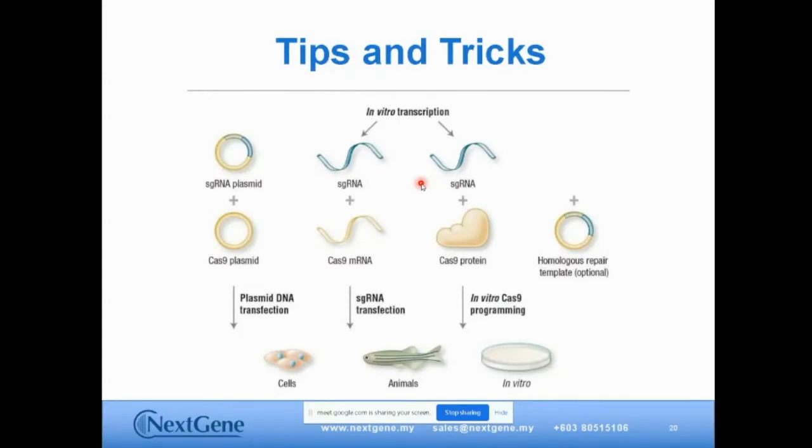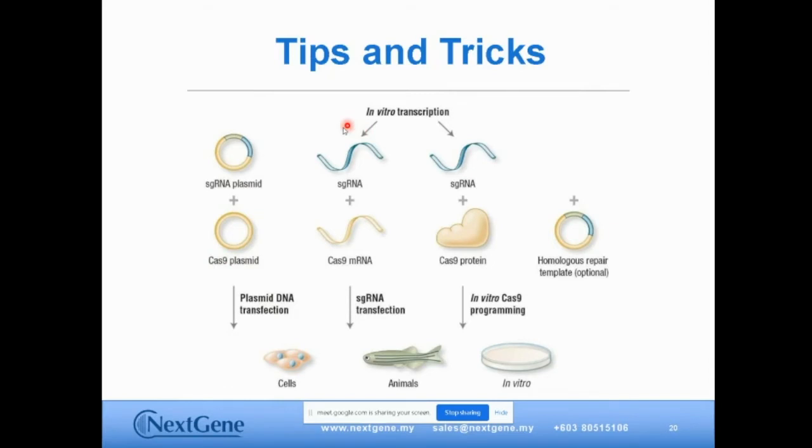Before I continue with the tips and tricks, as mentioned earlier, there are 3 possible delivery methods for a CRISPR experiment. The first one will be delivery of the DNA, using the DNA for the CRISPR experiment. Here we are actually using a plasmid coding for guide RNA and also coding for Cas9.